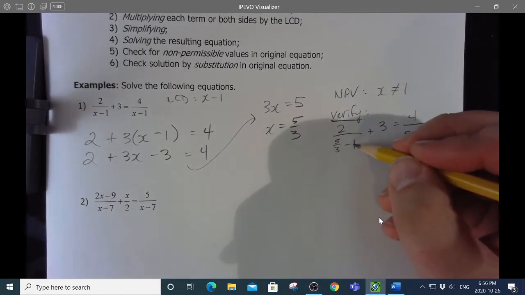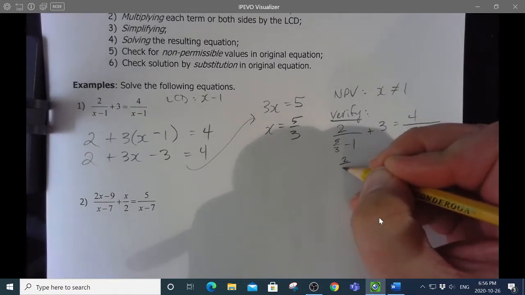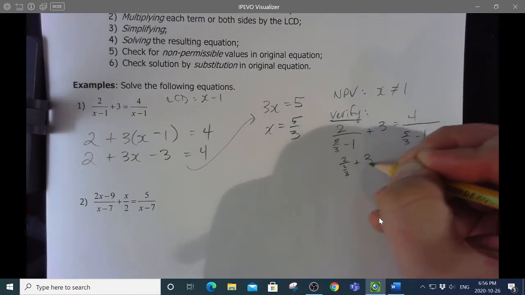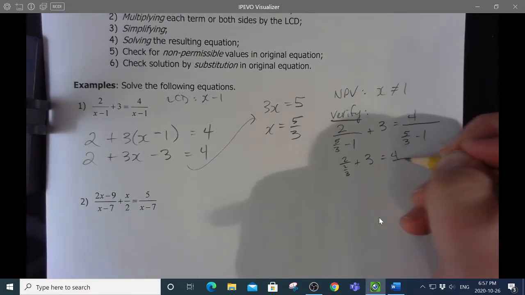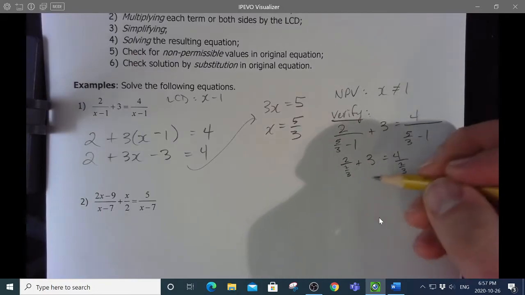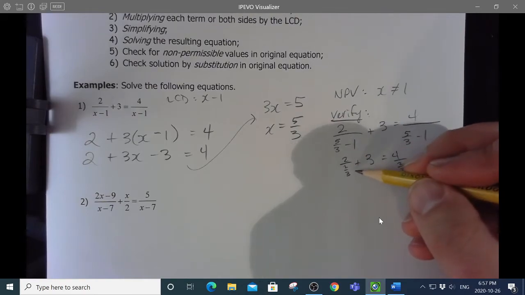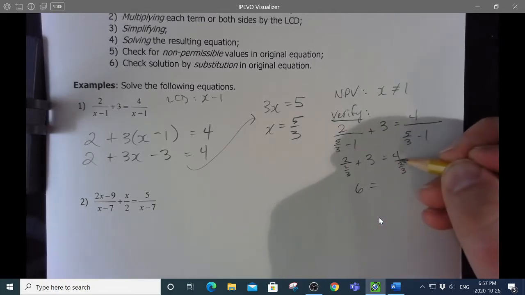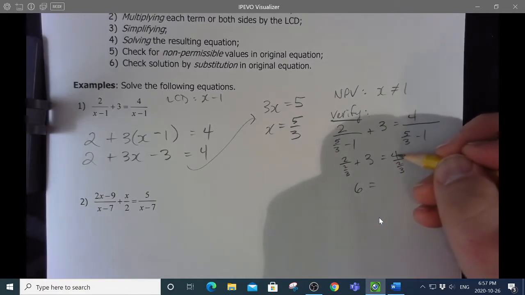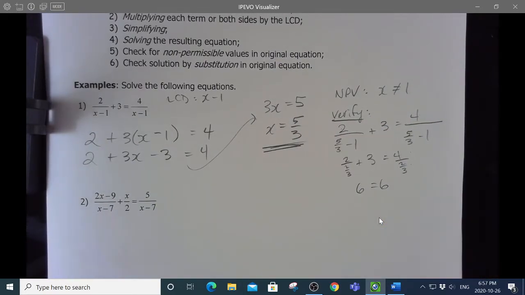Okay, 5/3 minus 1, 1 is 3/3, so that's 2/3, so that's 2 divided by 2/3 plus 3 has to equal 4 divided by 2/3. And let's see, 2 divided by 2/3 is actually 2 times 3 over 2. And the 2's cancel, so that's 3 plus 3. So this side's 6. And 4 divided by 2/3 is like saying 4 times 3 divided by 2, which is also 6. So there we go. That one works. All right.